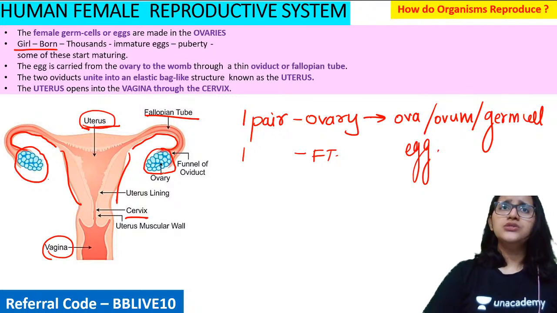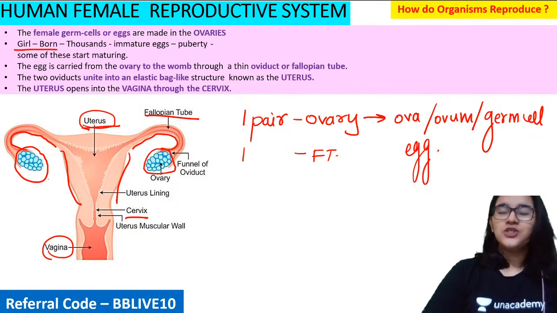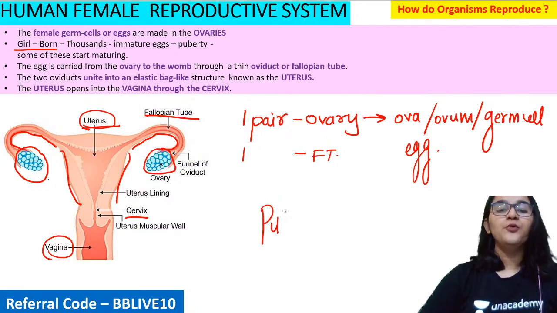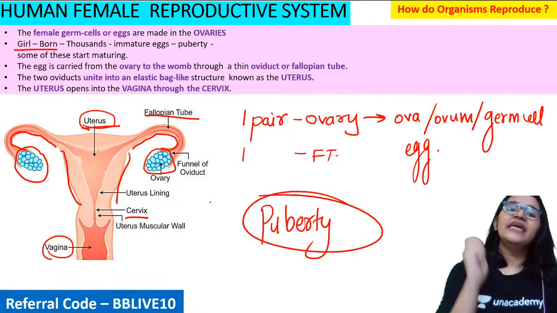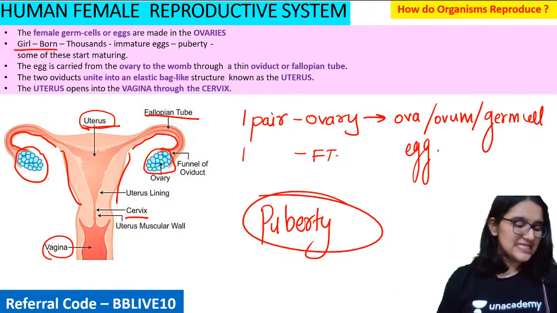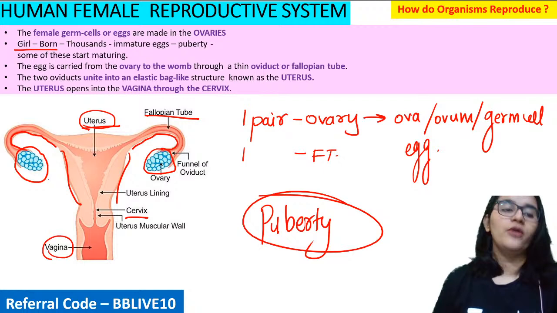So does it start functioning from the very day that the girl is born? The answer is no. The ovary comes into action only when the estrogen levels in the body increase, and that only happens when the girl hits puberty. So puberty is the trigger, puberty is the switch when these eggs start to develop and are released from the ovary.